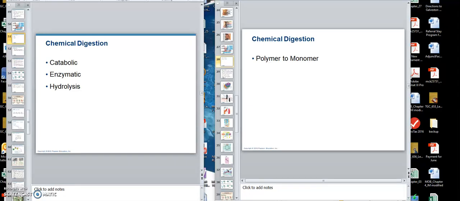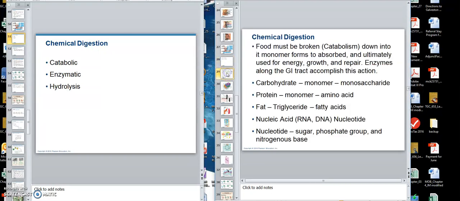Okay, class, now we want to put it all together, in which we'll call chemical digestion. So we'll do a few videos on this just to get everything. All right, so the key to this chemical digestion is to take the polymer form to the monomer. So let's see what we're talking about here.